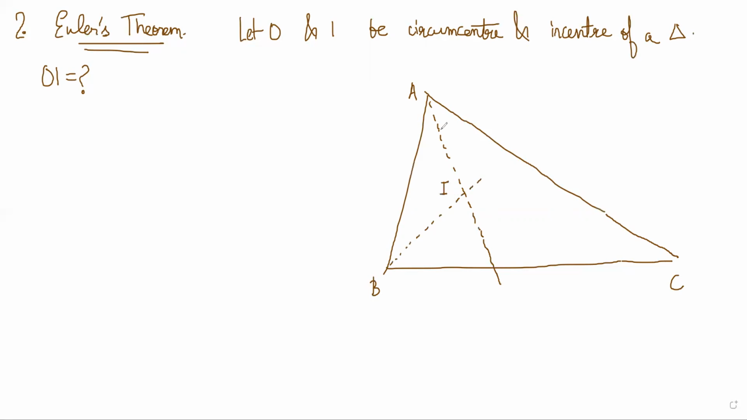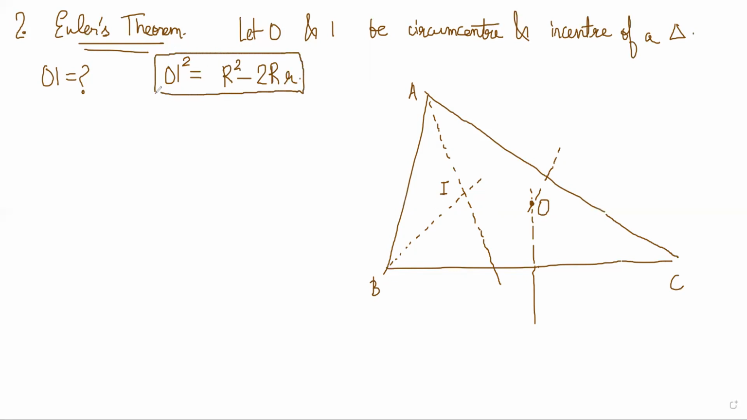This is my incenter, with angle bisectors. Let's draw the circumcenter. The circumcenter will be like this, and like this. So let's say O is here. We want to get the distance OI, right? What I have to prove is that OI square is equal to R square minus 2Rr. This was the result finally. We have to prove this.